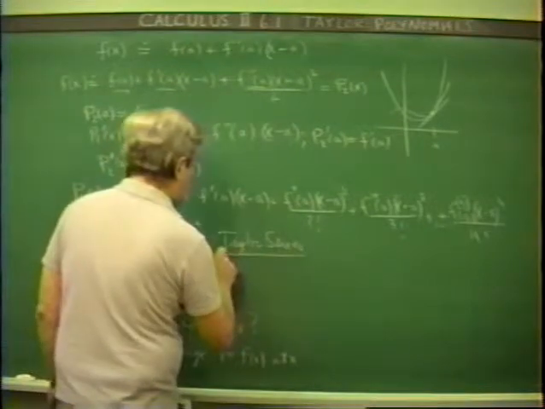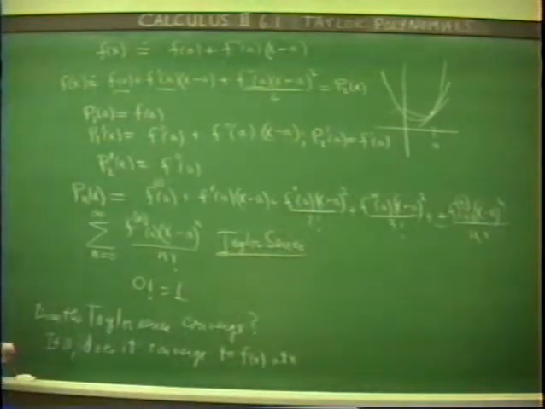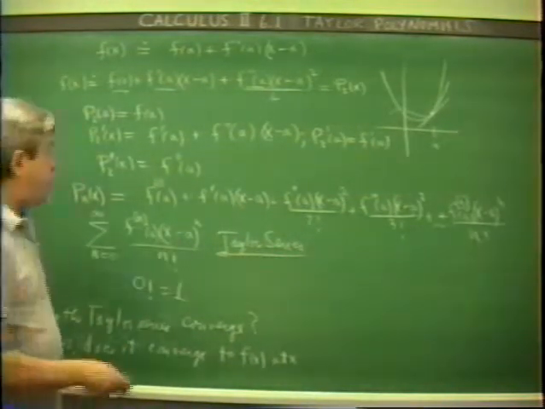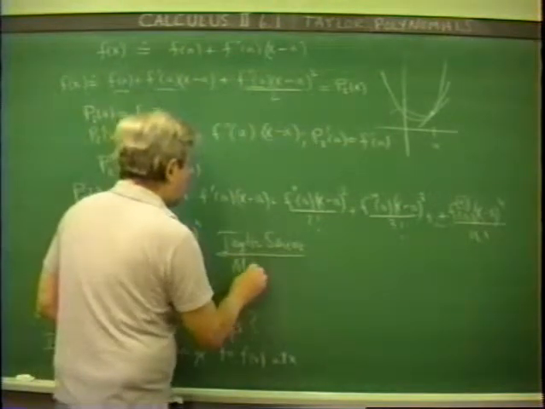So this is the Taylor series of the function f expanded about the point a. Now, frequently it's convenient to use 0 for a, in which case the series is called the Maclaurin series.